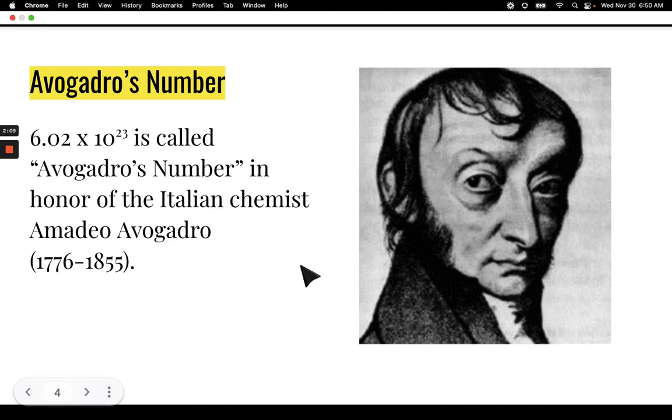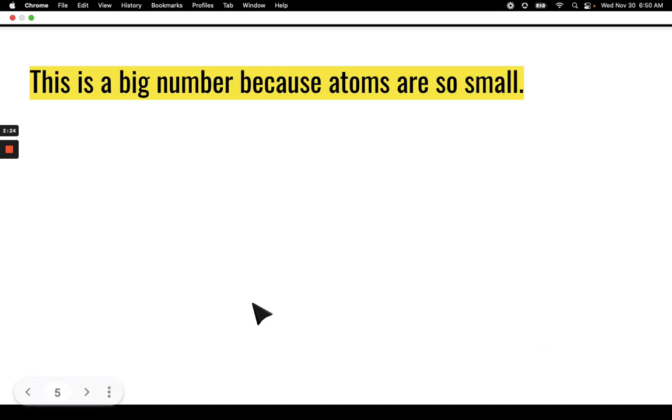So this is such an important number, and we're going to ask that you memorize it, that it actually has a special name. It's called Avogadro's number, and it's named in honor of Italian chemist Amedeo Avogadro, who is pictured right here. So you are going to need to know and memorize that number.